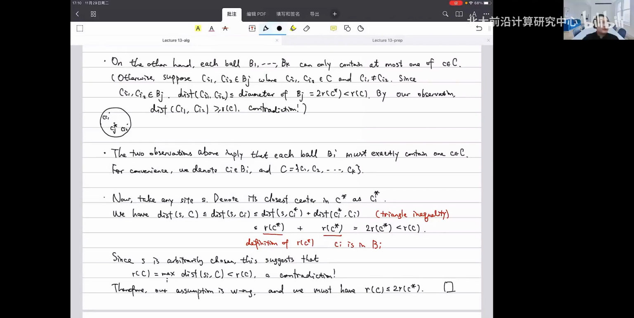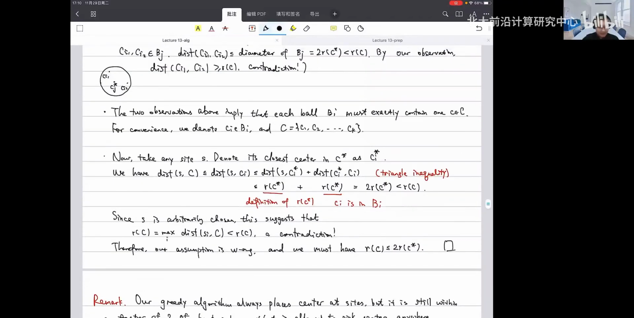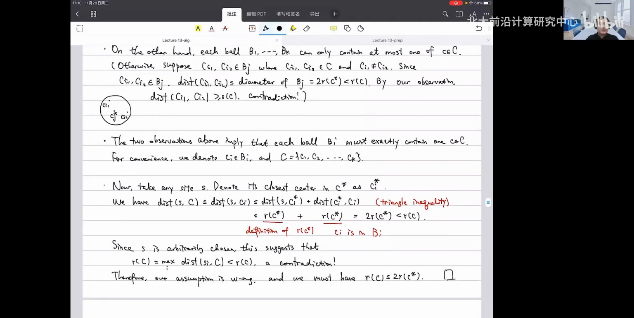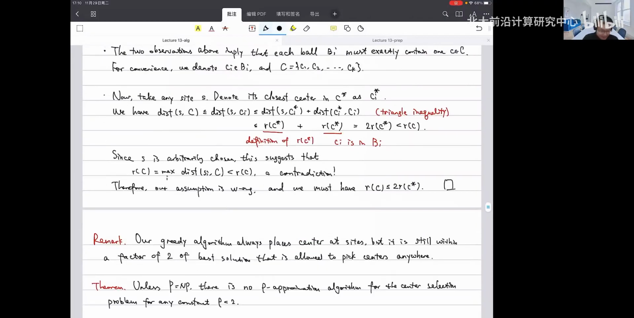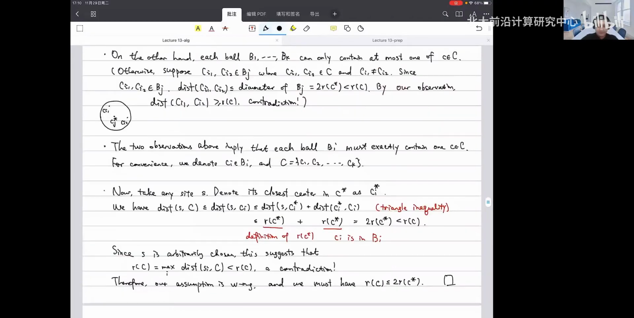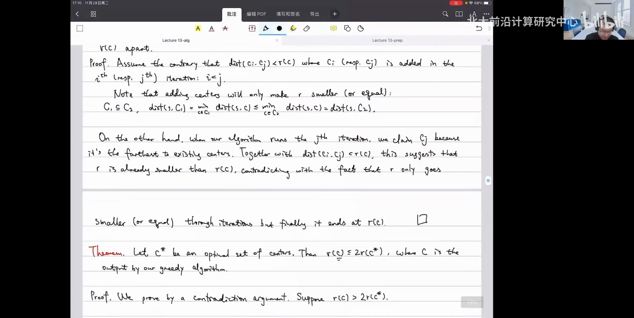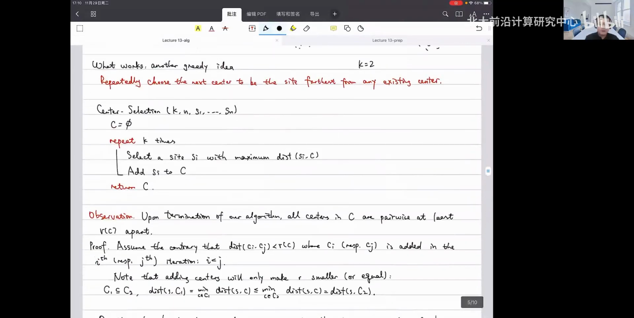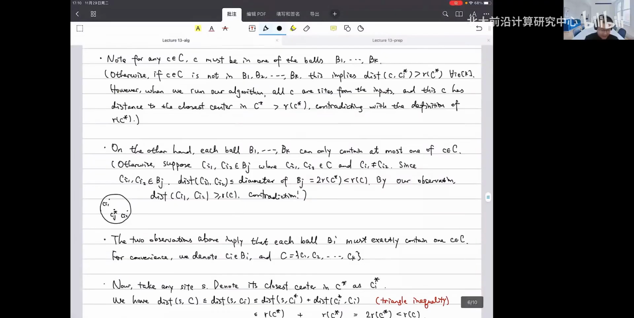I think this is probably the time that we should get back to the class. Okay, so is there any question about the center selection problem? I think we were a little bit hurried in time to finish the proof that this greedy algorithm, our strategy here, using the observation that maybe a good strategy is to repeatedly choose the next center to be the site farthest from any existing center. And actually using this kind of strategy, we gave a two-approximation algorithm. And that basically finishes the proof here.